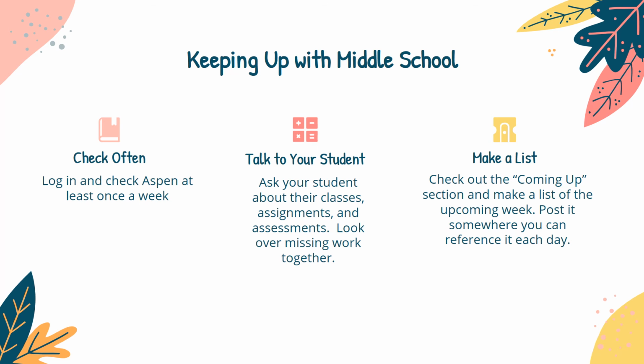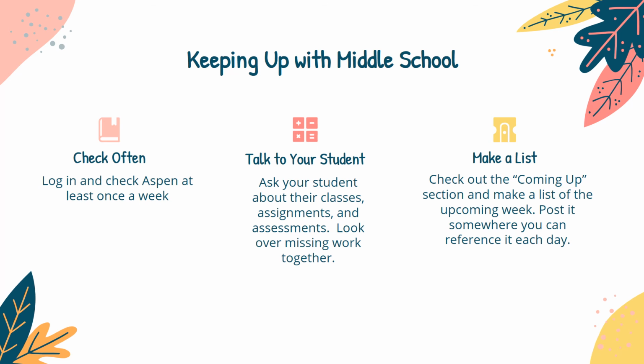And check with your student. Talk to your student about what's going on. Ask your student about their classes. Ask them about their assignments and upcoming tests. And really look over that missing work together. Log in to Aspen with your child and use that as a talking point and say, it looks like you're missing some assignments, or it looks like maybe your grades are slipping a little bit. How can I help you? And it really kind of offers up that chance to discuss that with your student.